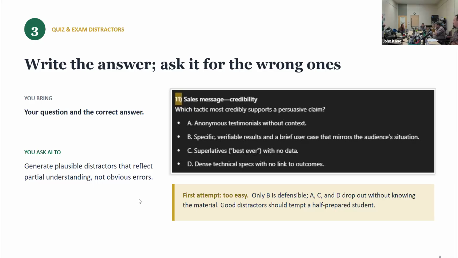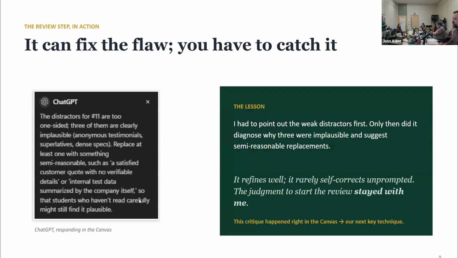And then the distractors that ChatGPT thinks my students are dumb enough to pick, which whatever I might say about my students, I would never go that far. Anonymous testimonials without context, all these negative terms in them, superlatives with no data, technical specs with no link to outcomes. It's really obvious that the negative answers are the ones that are incorrect. So this was my first wake-up call to, okay, it's not the magic bullet. You've got to go beyond a single mouse click to actually get use out of this.